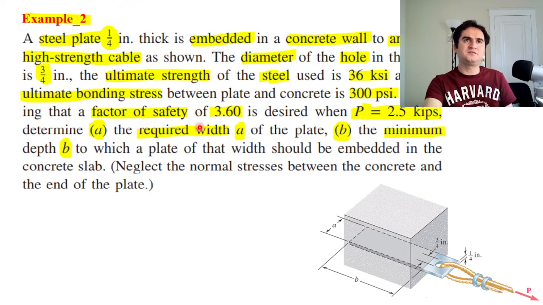The factor of safety for the entire system is given as 3.6, and a pulling out force equal to 2.5 kilopounds is applied at the cable. What is the required width of the plate, and part B, what is the required length of the plate. Likewise the previous problem, what is the required sufficient length of the rod. Because this is a plate, we first need to go with the width of the plate, then part B comes to the length of the plate.